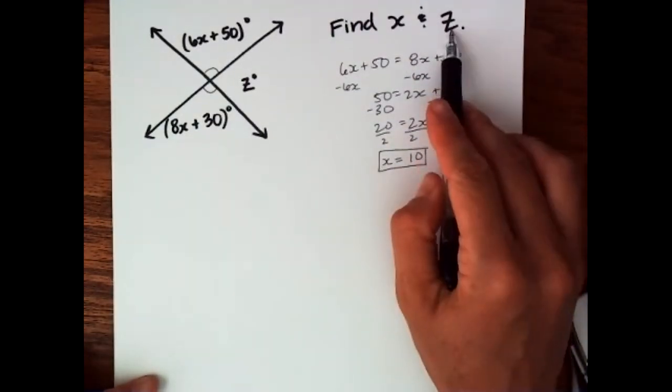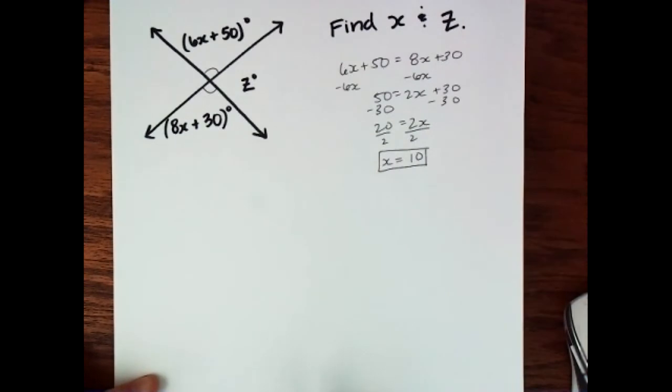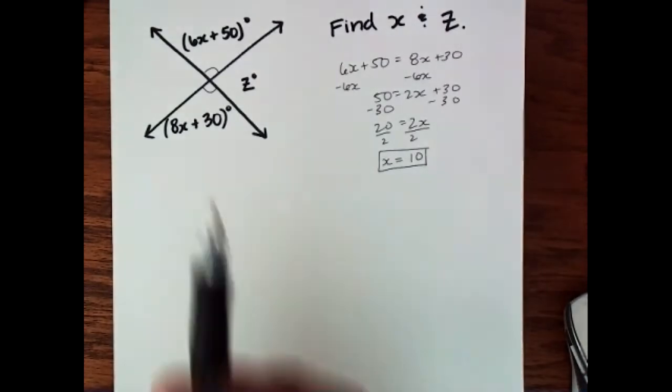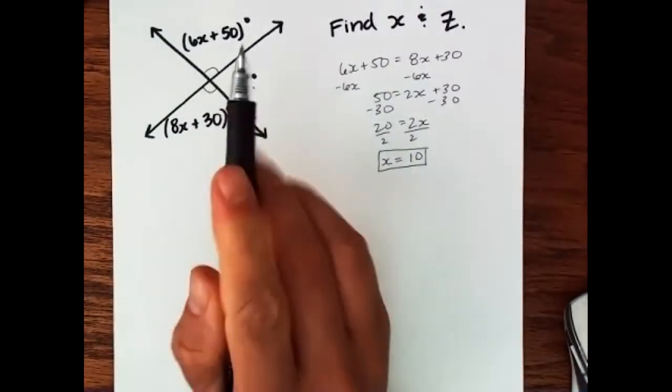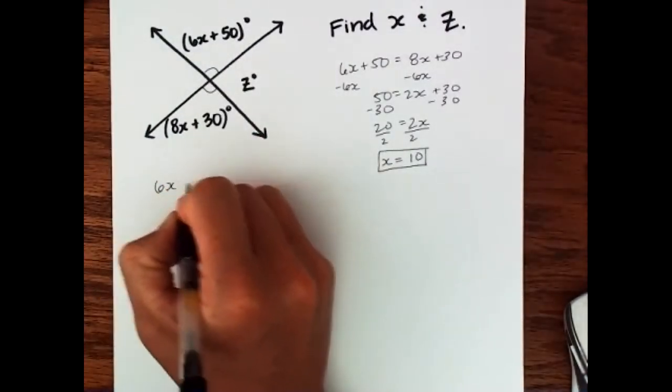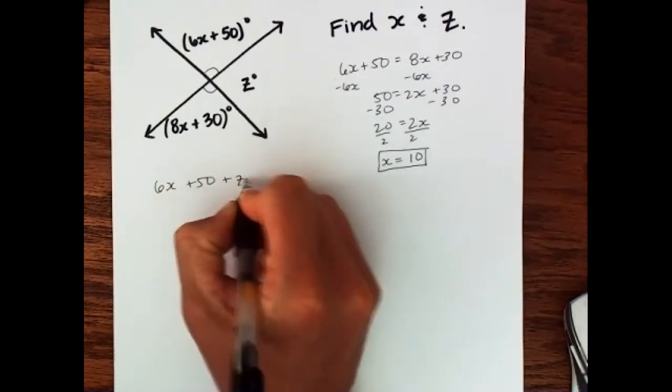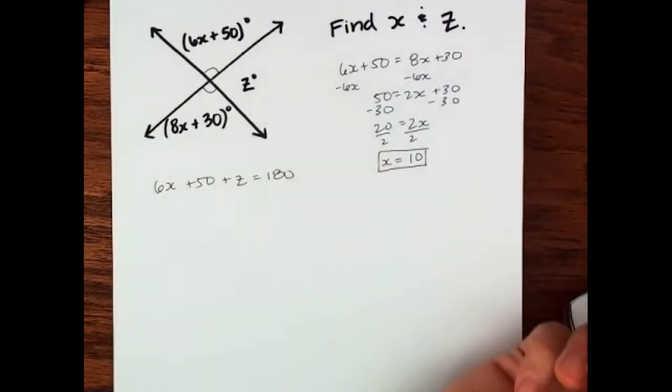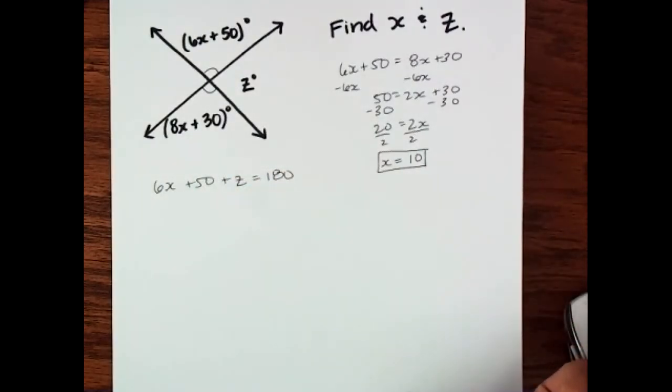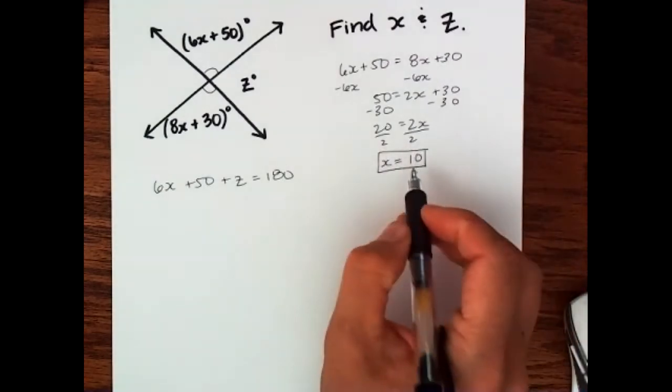If we remember, like I said last time, when you have a linear pair, you know that they add up to equal 180. So in this case, we could do 6x plus 50 plus z is equal to 180. But since we already know our value of 6x plus 50, you can just go ahead and plug your 10 into your x.